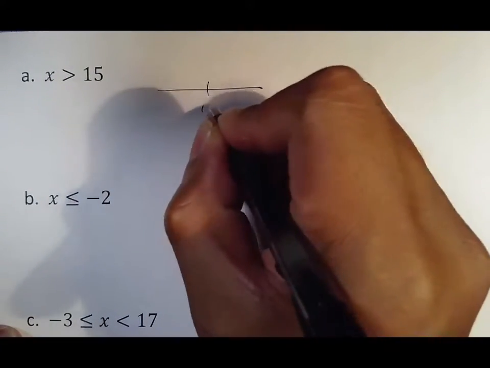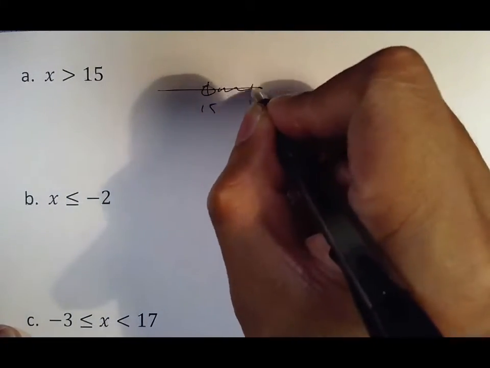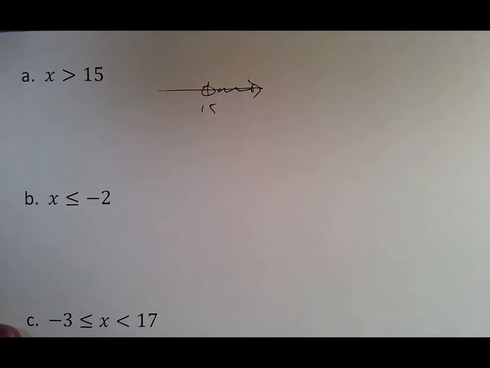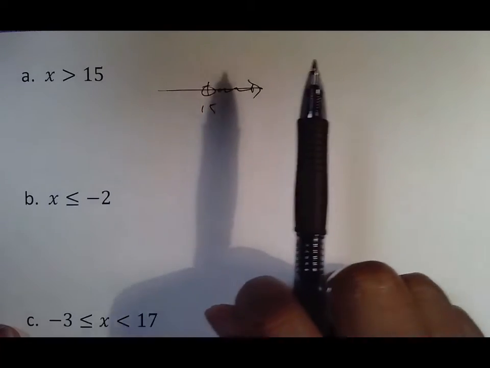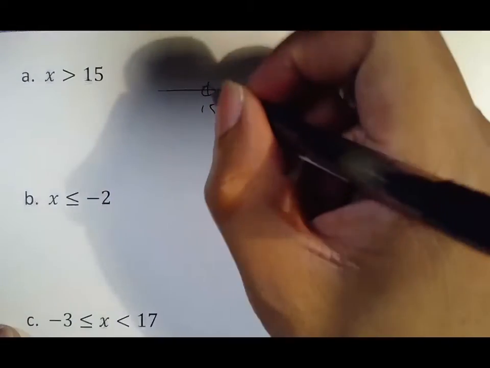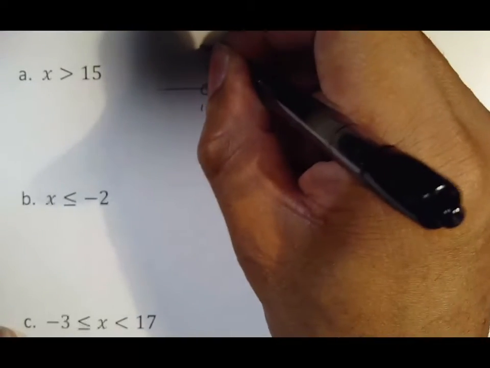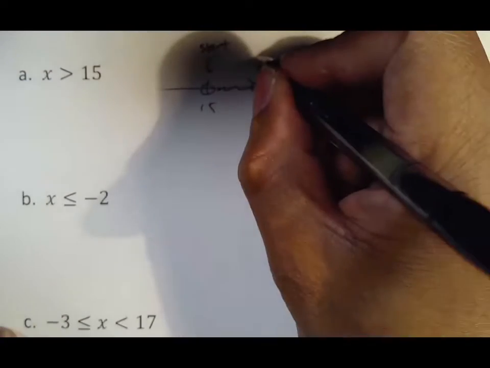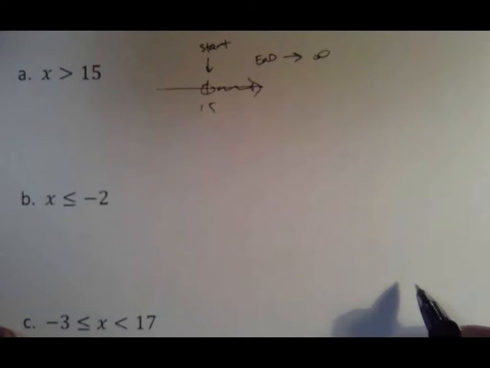But either way, in order to graph this, remember that we want to put our 15 down, we want to open our circle, and it should be going to the right. And so once again, the question is, looking from left to right, what is being shaded? The shaded part starts here. The end is way out there, which represents infinity.